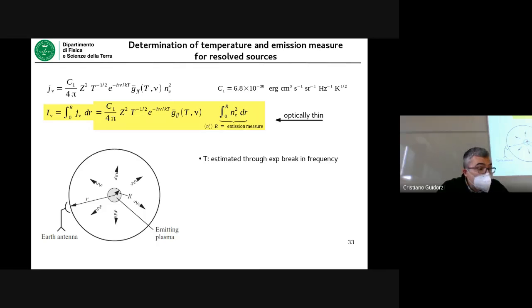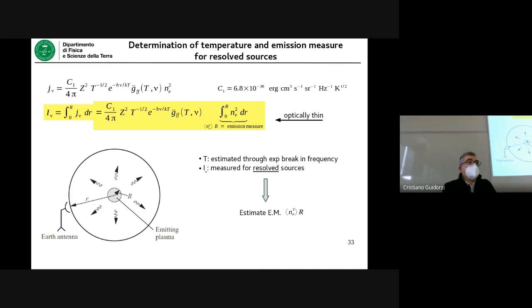So, for example, if you measure the spectrum, you measure the frequency at which you see the exponential cutoff. That means you can measure the temperature. So temperature is something that you can measure. I is just the amount of energy your detector is measuring. So in order to do that, you have to measure the flux density, but you have to divide by the solid angle subtended by the source. That's why this holds for resolved sources. So you can estimate the emission measure. Depending on whether you know the size of the source or the density, you can estimate the other one. So this is really powerful.